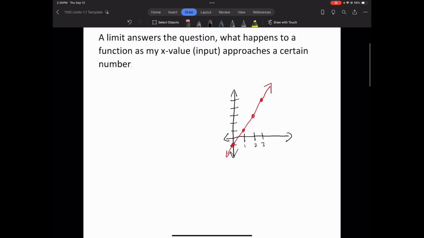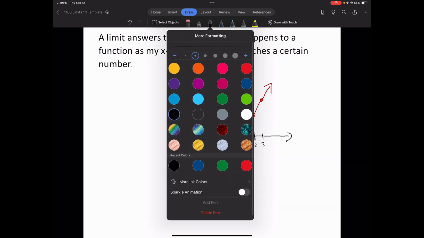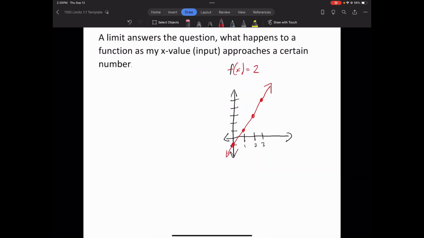So let's look at an example. Here we have a nice simple linear function, 2x minus 1. But what if I wanted to know what's happening to the function as I approach this value of 3? To write that as a limit, I would write lim for limit, and then under that I would write x arrow 3. That's saying what's happening as x approaches 3. So x is approaching this value of 3, and what's happening to my function? What's my limit of f of x?